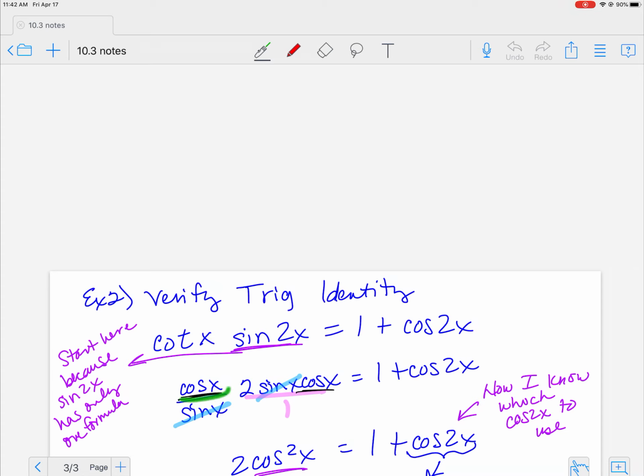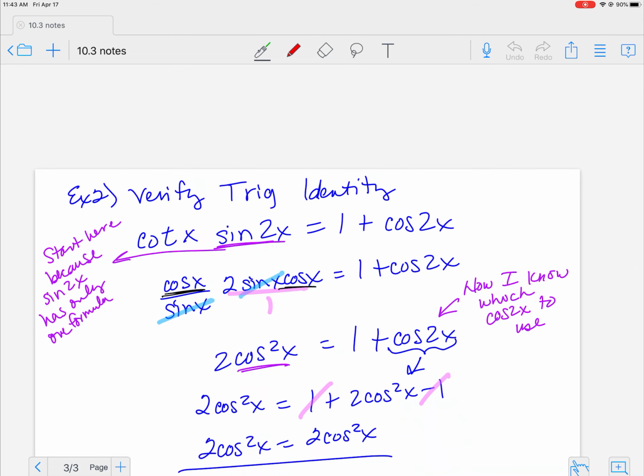So now I'm looking at this and I'm saying, okay, I have this cosine over sine. No addition or subtraction in here anywhere. So those sines cancel. I've got a cosine left, another cosine left, giving me 2 cosine squared, plus 1 cosine 2 theta. Now that I see I have a cosine squared, that tells me which double angle cosine I'm going to now work with. I'm going to work with the double angle cosine that has a cosine squared in it. Do you see how that works?